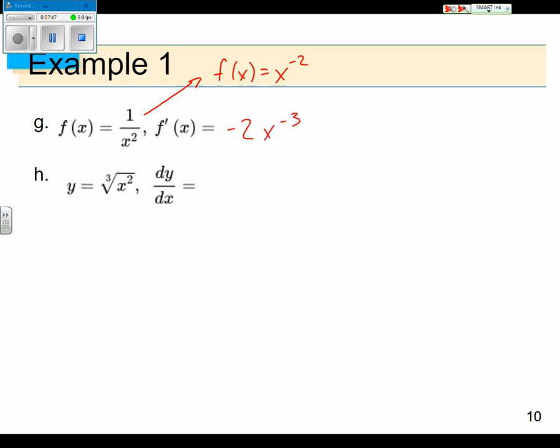Negative third. Subtract 1 off that. So again, the negative 2 drops to the front, and then I'm just going to lower this exponent by 1. I'm wanting to bring this to the top, and whenever it switches sides, I just throw a negative on it. What about the cube root of x squared?